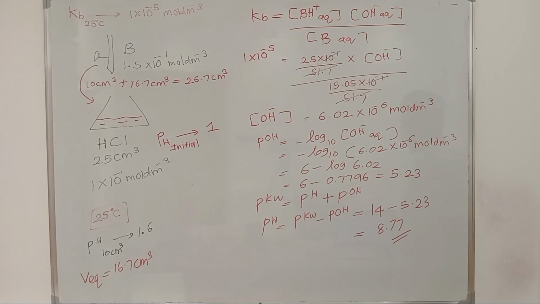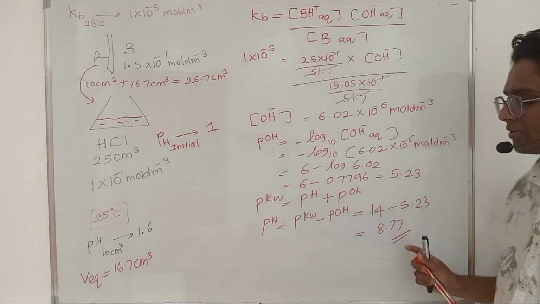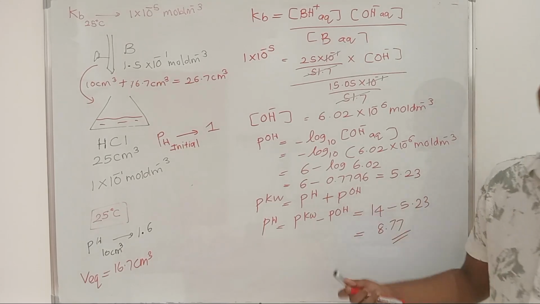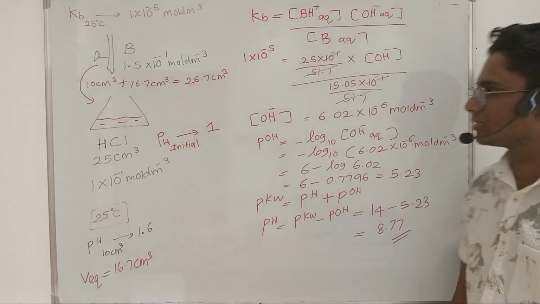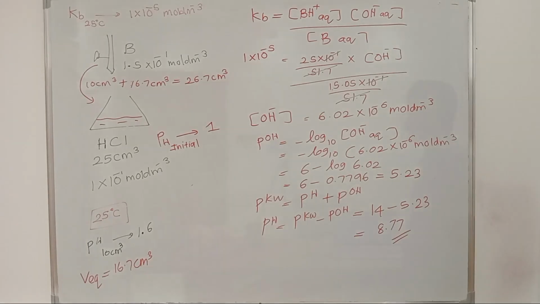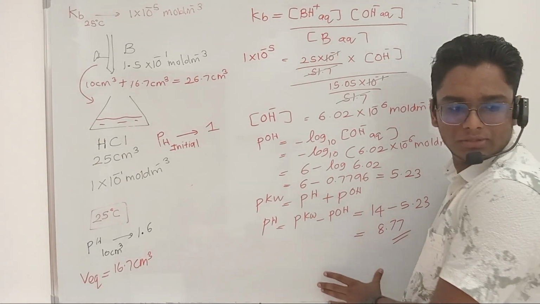Did you all get that? Right. 8.77, you can write 8.7 or 8.8. So for approximate values, they will give marks, right. I hope you all got that, right.